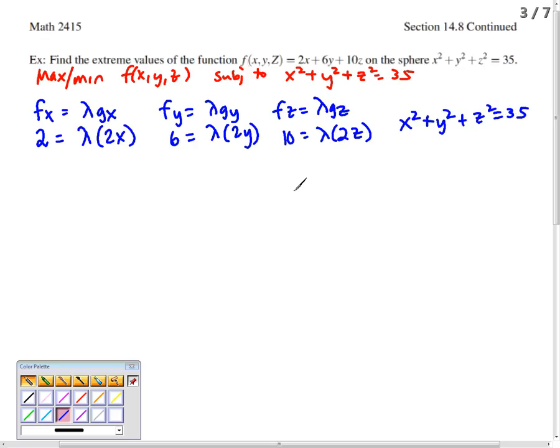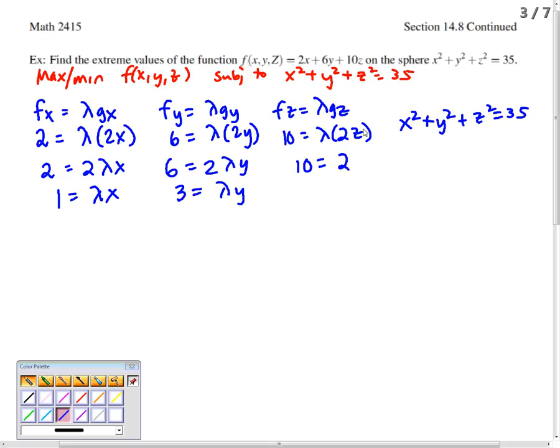This one's a whole lot easier to solve, right? So 2x equals 2 lambda x. So 1 equals lambda x. Yes? Okay, let's just do this for a second. So then 6 equals 2 lambda y. So 3 equals lambda y, right? And 10 equals 2 lambda z. So 5 equals lambda z. So it may be easiest here to solve for lambda and then sub back in.